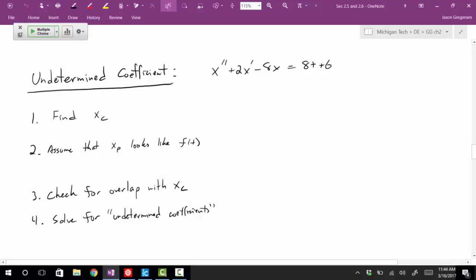Undetermined coefficients. Same step 1, find the complementary solution. Right, that's the same. In this case, we got r squared plus 2r minus 8 equals 0. It looks like that factors into r plus 4, r minus 2. That means we got r is equal to negative 4 and 2. So it looks like my complementary solution is c1 e to the negative 4t plus c2 e to the 2t. Okay?